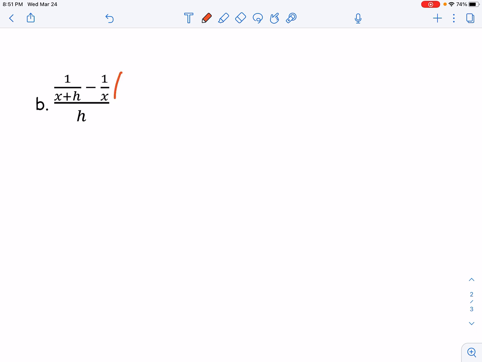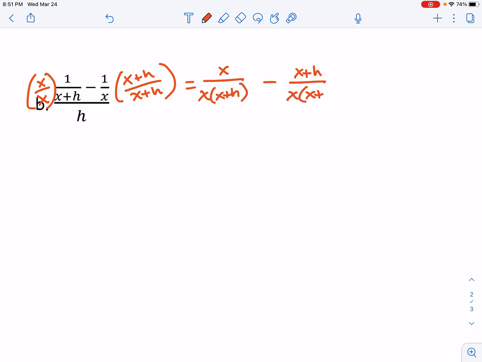I can't just say, oh, I'm going to add h and I'm going to add h, right? To get a common denominator, notice we always multiply by something. So this means this right-hand side needs to get multiplied by x plus h, and the left-hand side needs to get multiplied by x. So that means the common denominator is x times x plus h. So in rewriting this numerator, I have x over x times x plus h minus x plus h over x times x plus h.